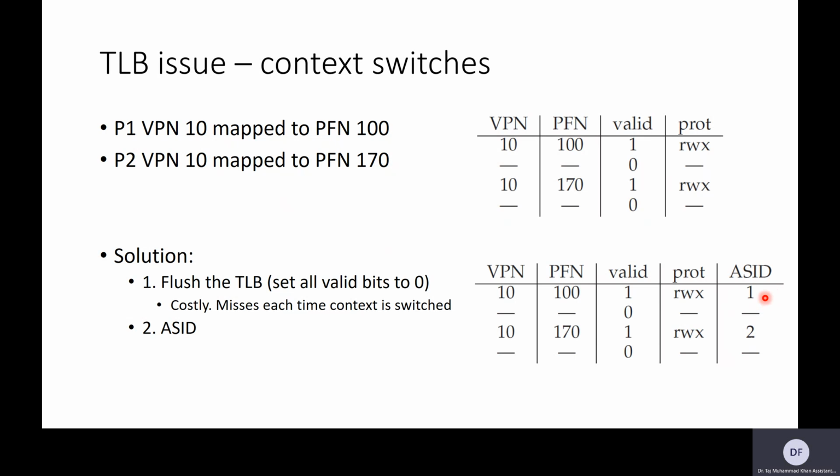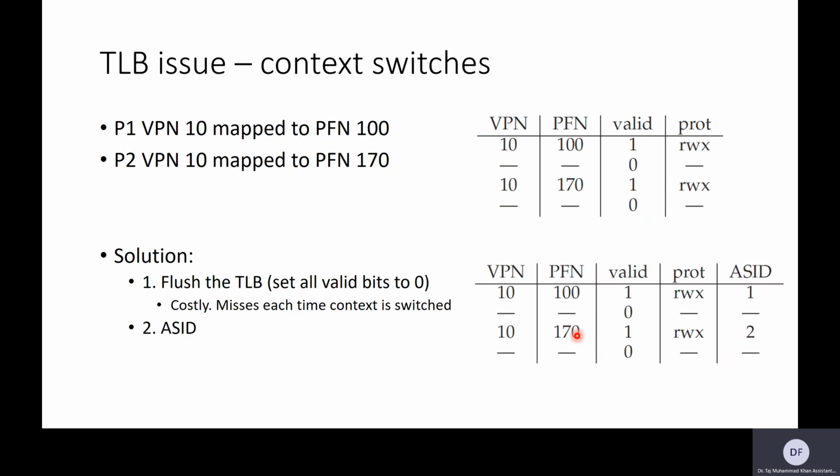So the address space ID bits will tell to which process this mapping of virtual page number to physical frame number belongs. Let's say for P1, this value is 1, and for P2, this value is 2. When each of these processes is running, it will have its address space ID stored somewhere inside the processor, inside the MMU.